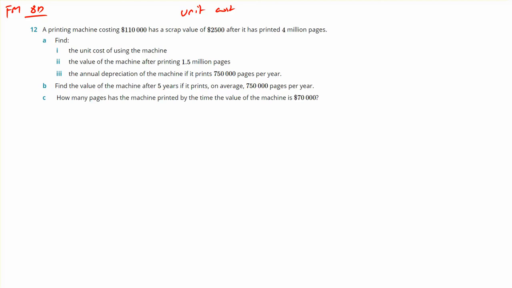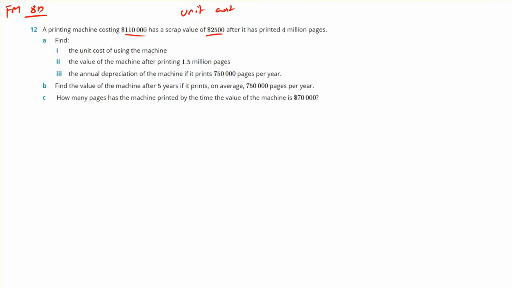Some cars retain their value even if you don't drive them, and once you start driving it, you start losing value depending on how many kilometres you drive. In this case, it's how many pages you print. So how much money does it lose?